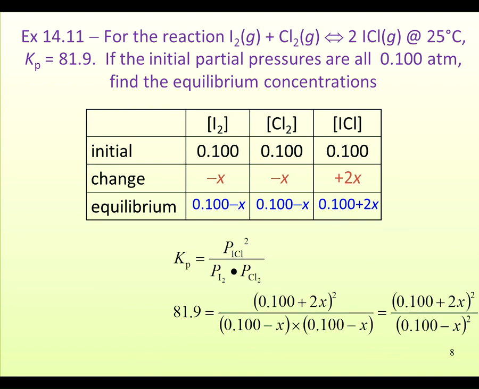So using our K, the products over our reactants, we substitute these equilibrium values into our equation. So the 81.9 is given to us. The 0.1 plus 2x comes from the equilibrium concentration of our ICl, over that for our I2 and our Cl2. And using our algebra, these two times each other is squared.